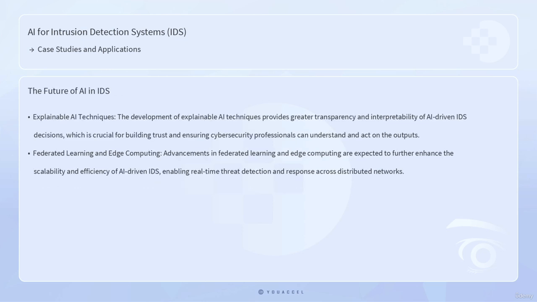The future of AI in IDS looks promising, with ongoing research and development aimed at addressing current limitations and enhancing capabilities. One area of focus is the development of explainable AI techniques that provide greater transparency and interpretability of AI-driven IDS decisions. This is crucial for building trust and ensuring that cybersecurity professionals can understand and act on the outputs of AI systems. Additionally, advancements in federated learning and edge computing are expected to further enhance the scalability and efficiency of AI-driven IDS, enabling real-time threat detection and response across distributed networks.